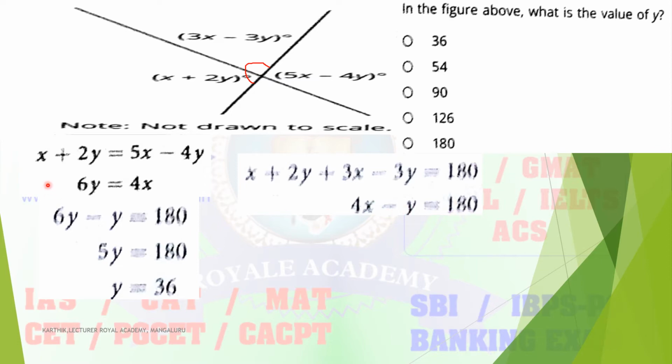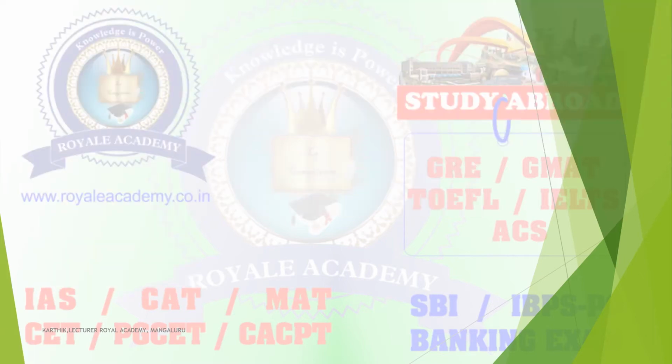So just substitute this relation. In place of 4x you just substitute 6y, because we need the value of y. Then 6y minus y is equal to 180 degrees. 6y minus y is 5y, equal to 180. Then what is the y value? 180 divided by 5 is 36. So option A is the correct answer for this question.